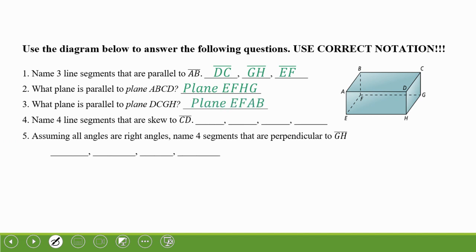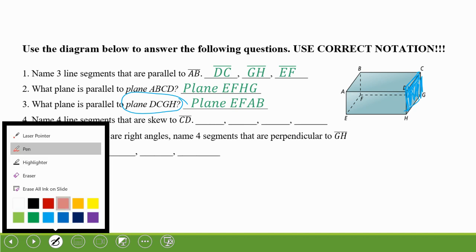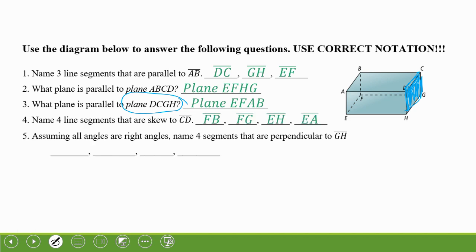So number 3, what is parallel to DCGH, the right side of my box? Well, parallel to that would be the left side of my box. How did I write that? EFAB. So it doesn't really matter the order in which you write the letters. Just make sure you get all 4 of them in there.